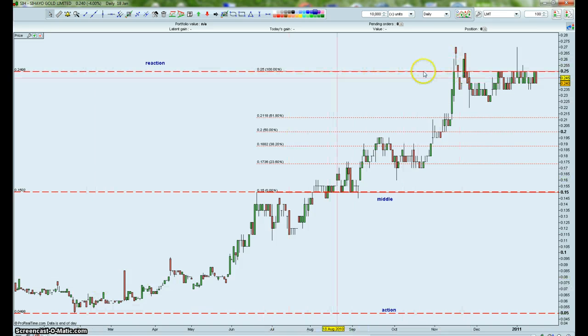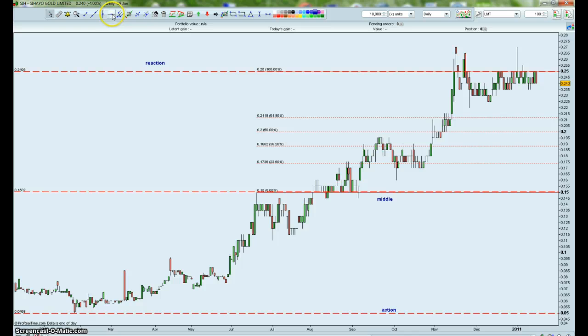And as you can see, there's been price action at the middle, resistance, retest, it's gone resistance to support, then at the 100% here at the reaction line, it's overshot, come back down, back tested, and that's where it's sitting at the moment.